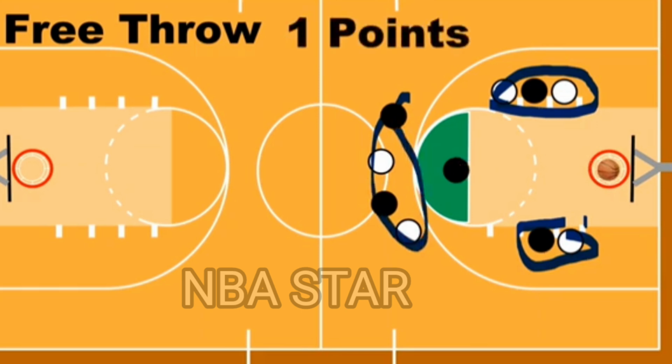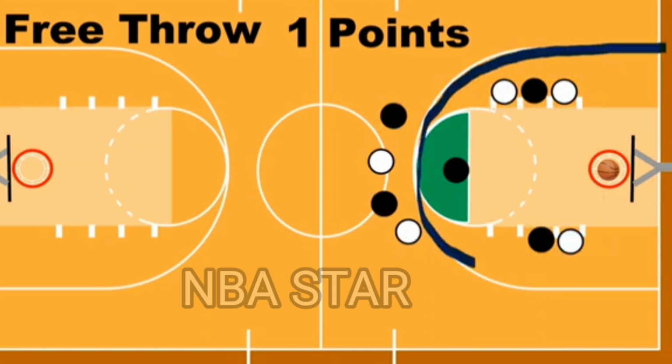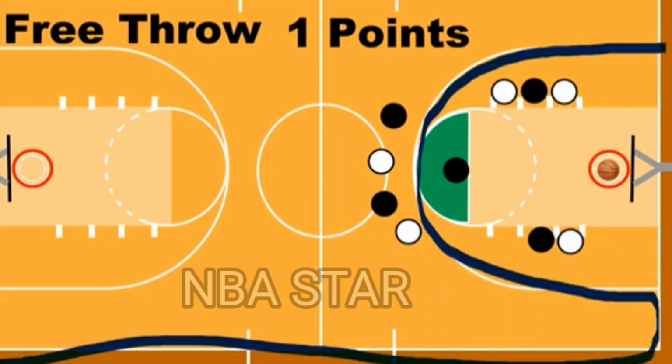So what did we learn? If shot directly from anywhere outside this area and the ball went inside, then 3 points. If shot from somewhere inside this area, then 2 points. And when there is a free throw, then 1 point.